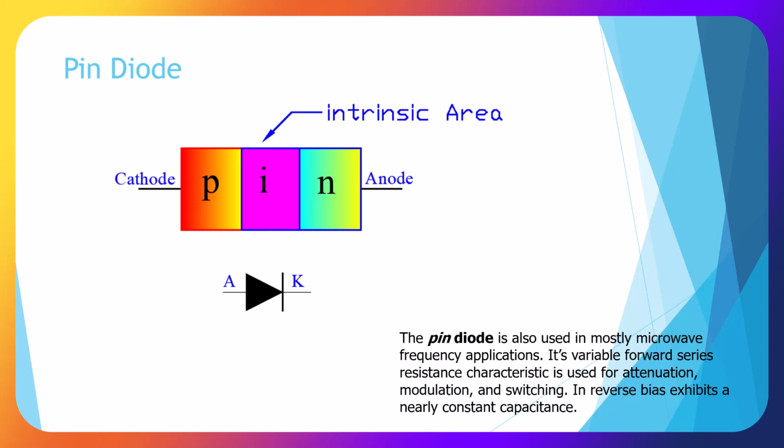Here's a PIN diode, and it received its name from the way that it's set up. So we have P-type material, intrinsic material, which is pure silicon, and N-type material. Here's our symbol, and it is used mostly in microwave frequency applications. It has a variable forward series resistance, and it's used for attenuation, modulation, and switching. In reverse bias, it exhibits nearly constant capacitance.